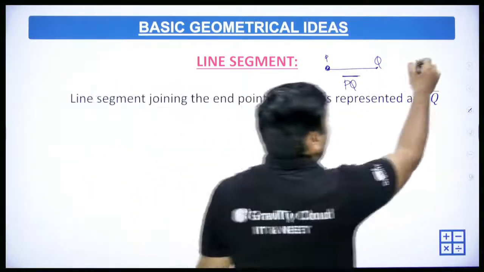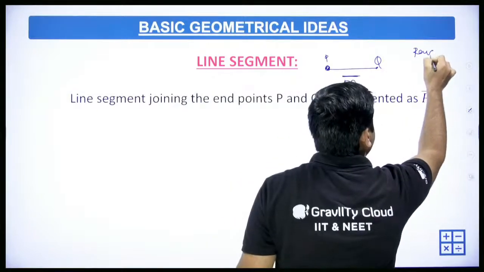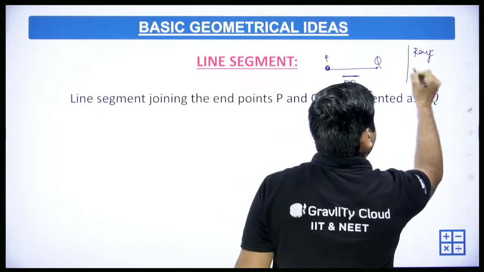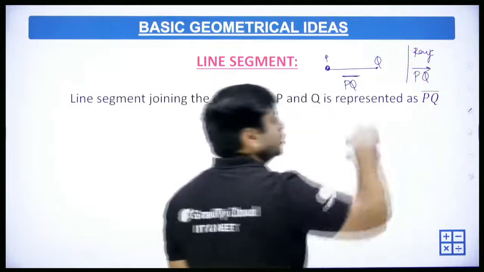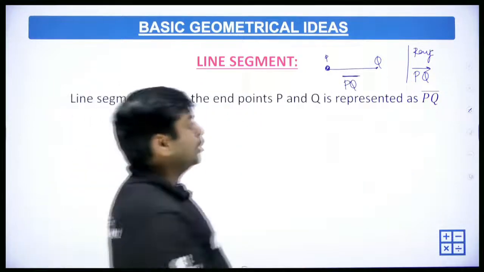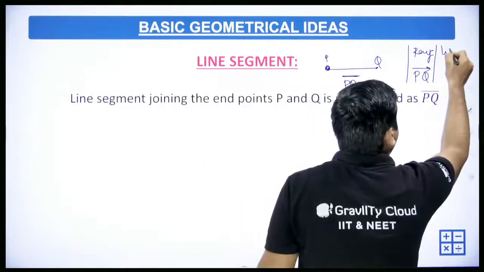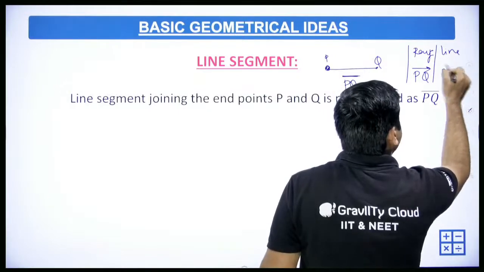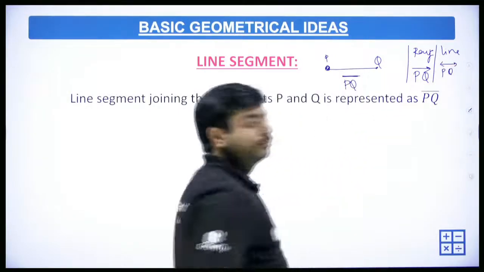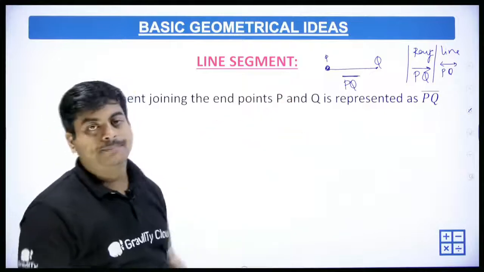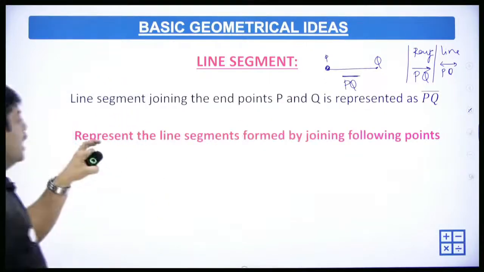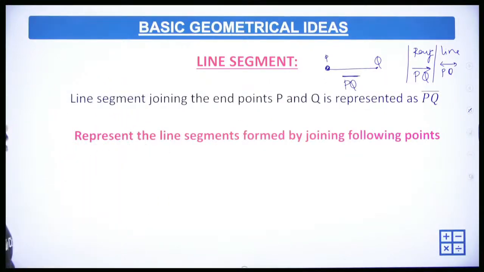That is how we differentiate between a line and a line segment. Sometimes we may have a ray. If the question is about a ray, it becomes PQ ray, with the ray symbol on top. For a line, PQ with the line symbol on top. This is PQ bar.